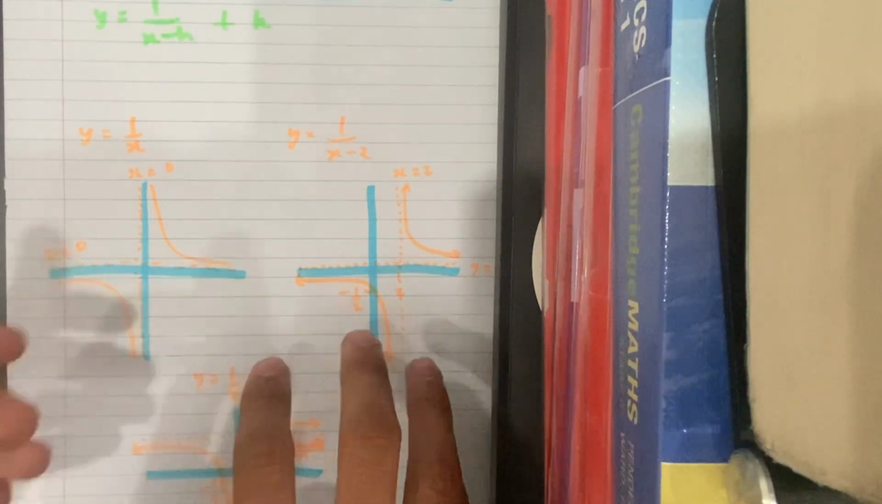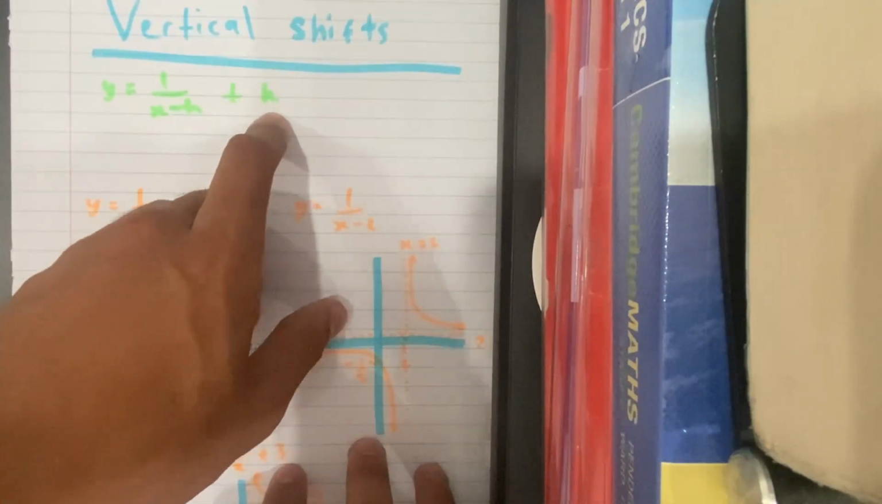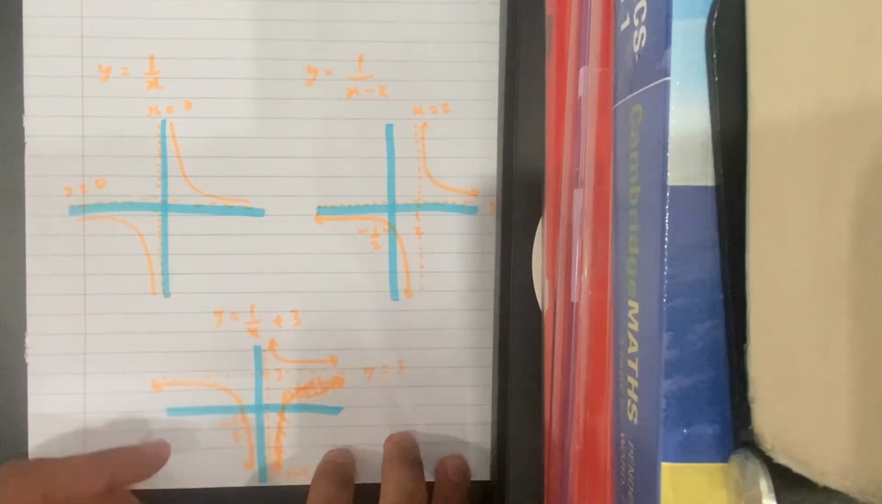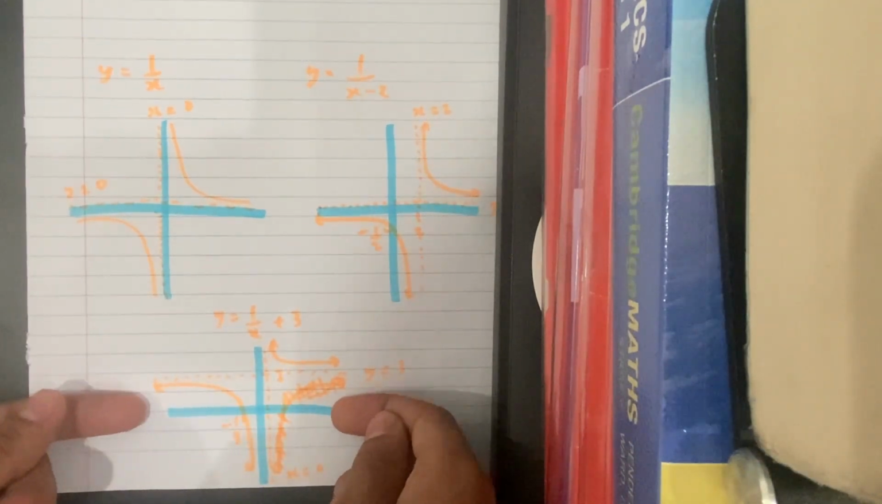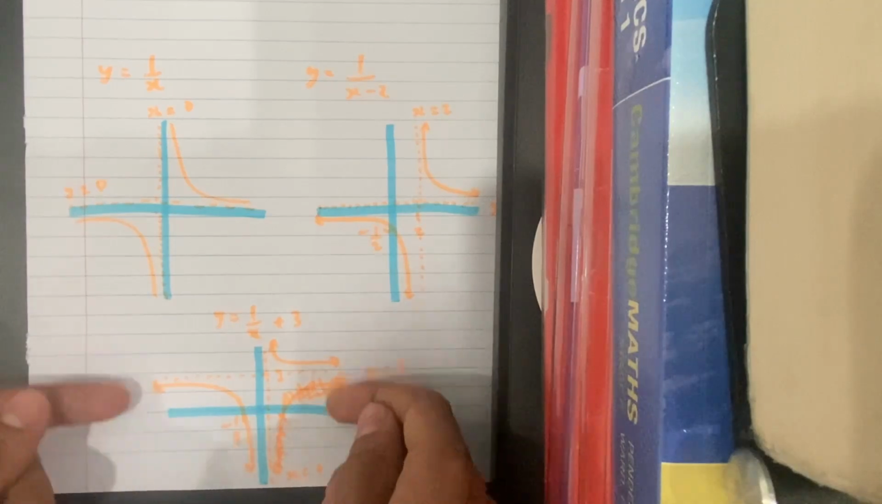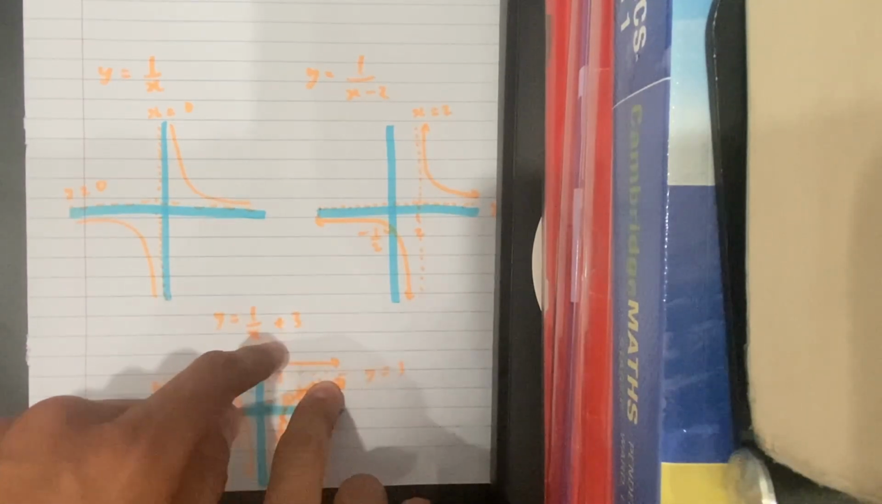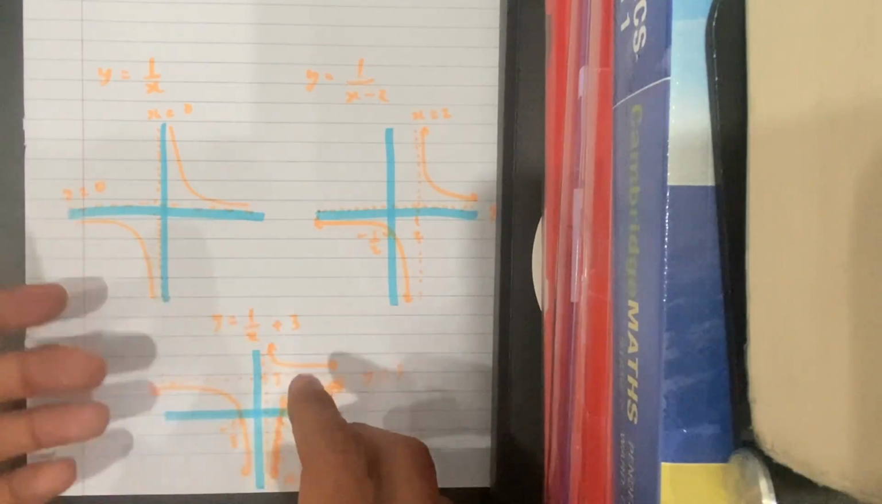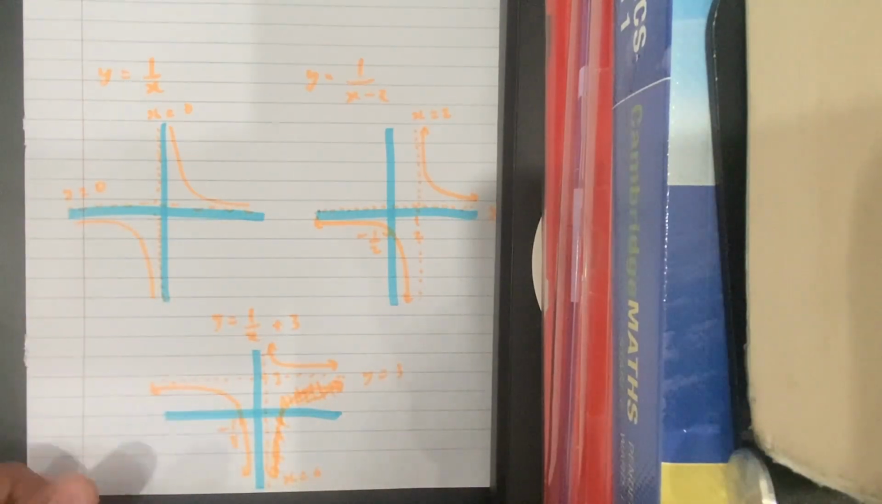Adding a constant outside the fraction, in this case k, like y equals 1 over x plus 3, shifts the y asymptote up 3 units, or up by whatever this value is. These shifts place the hyperbola in any area of the coordinate plane.